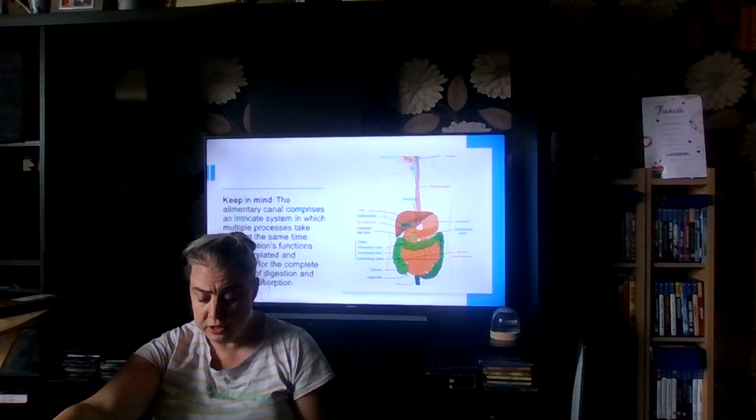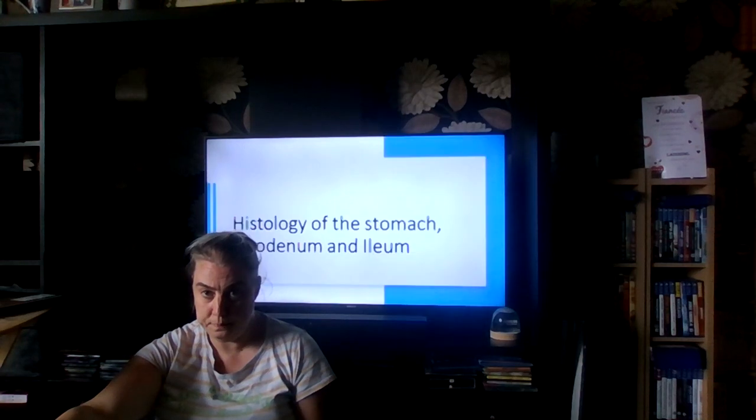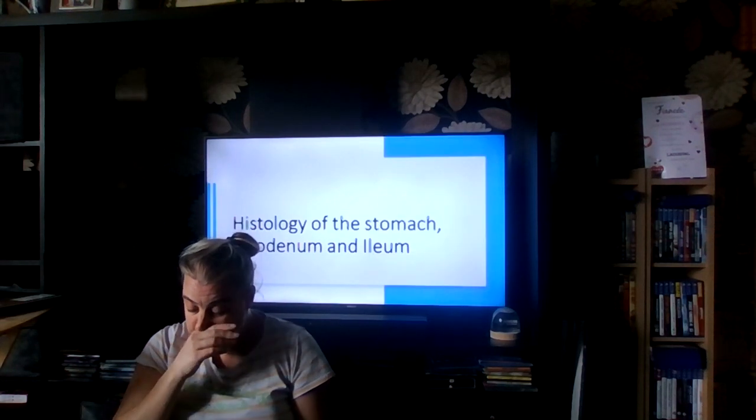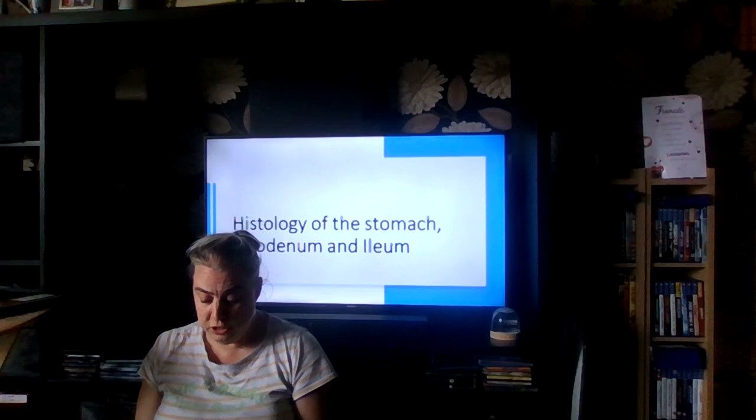So the alimentary canal makes up the entire system in which multiple processes take place at the same time. Each section's functions are related and essential for the complete process of digestion and nutrient absorption. So that's everything on the alimentary canal system that we need to know.